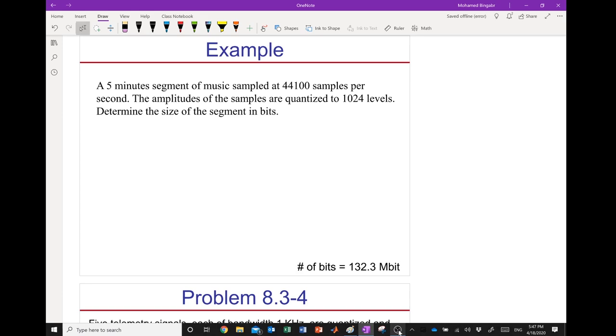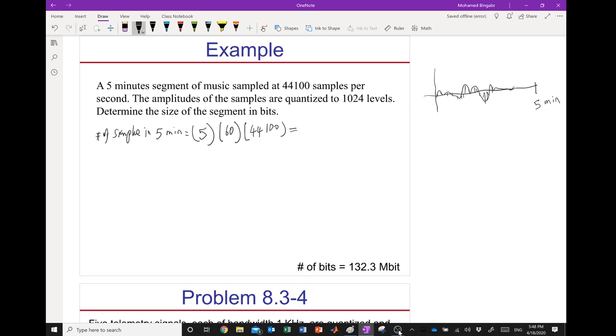So the first step is we need to find how many samples. So we have, this is the music, and it's going for 5 minutes. And we are taking samples. And we need to know how many samples. So the number of samples in 5 minutes equals 5 minutes, there are 60 seconds in each minute, and we are taking 44,100 samples each second. So the total number of samples we will be taking in the 5 minutes is 13,230,000 samples in 5 minutes.